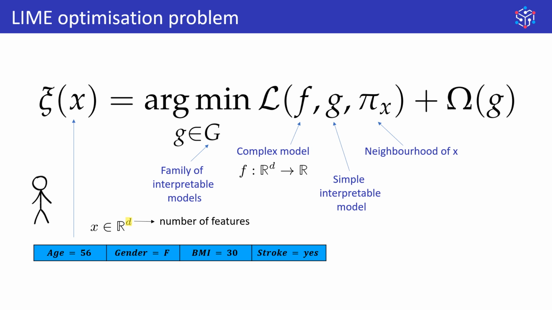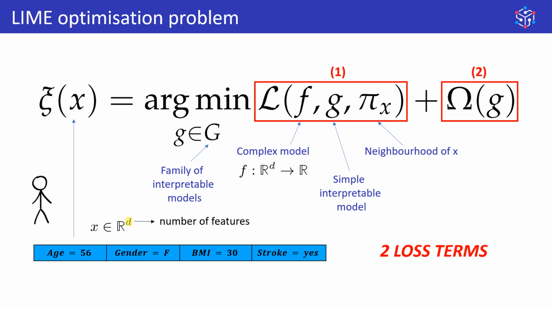Now, let's take a closer look at the two last functions that we optimize in LIME. The first one indicates a measure of how unfaithful g approximates f in the neighborhood defined by pi of x. And the second one, denoted by omega, is a complexity measure of the model g that is used to regulate the complexity of the surrogate model. In the case of decision trees, it can refer to the depth of the tree, or in a linear regression, the number of non-zero weights.